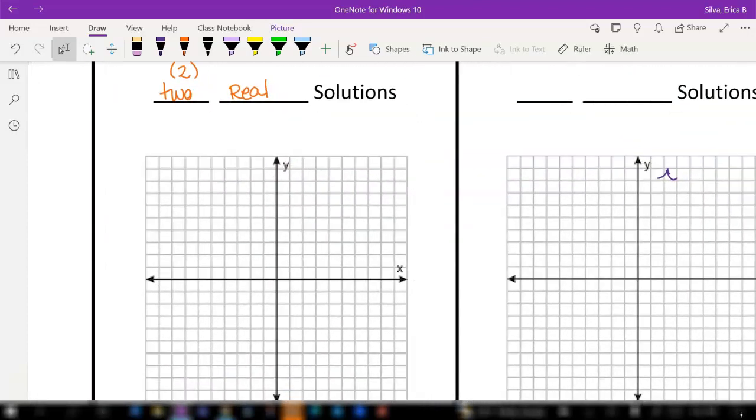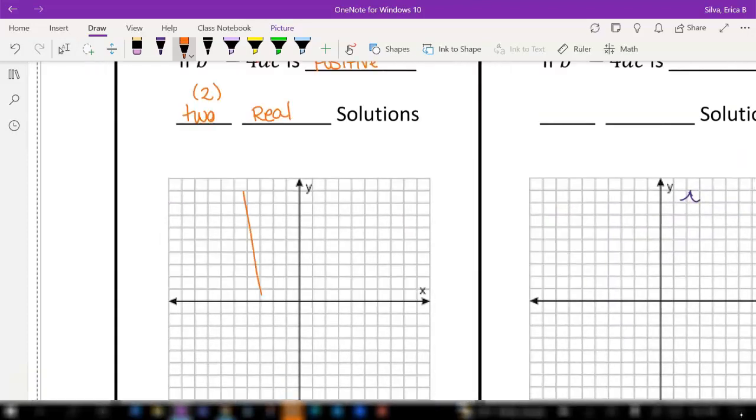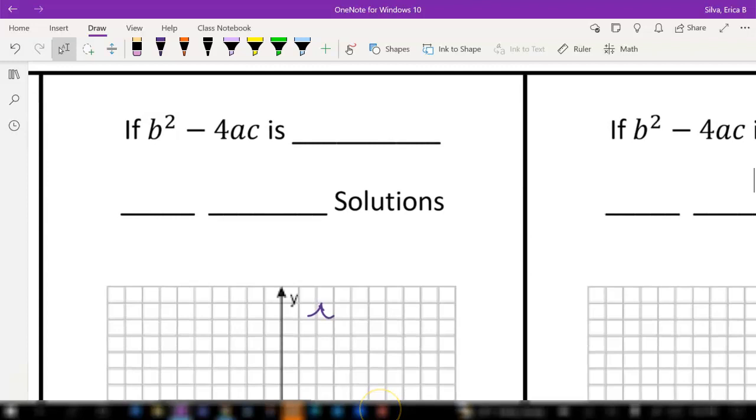In a picture, it looks like this, where we have a graph and it intersects at 2 points on the x-axis. So this is solution number 1, and then this is my other solution, solution number 2. Let's go on to the next one. If b squared minus 4ac is equal to 0, that means we have one real solution.